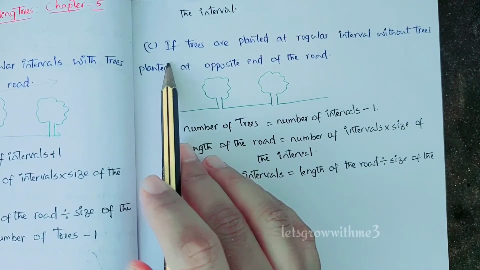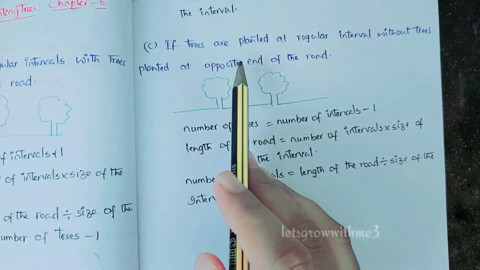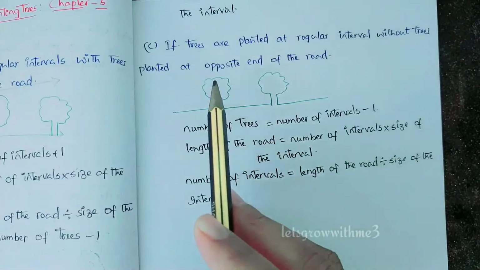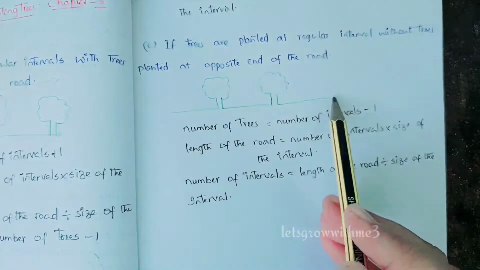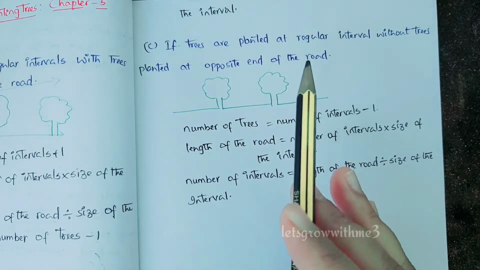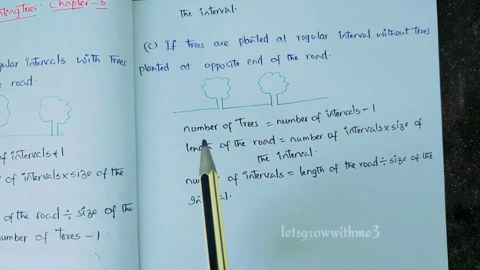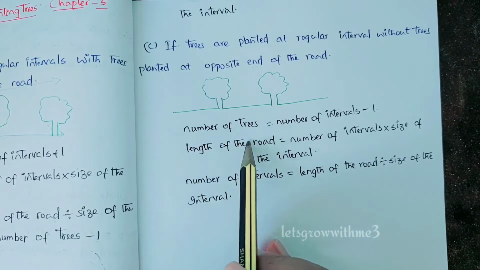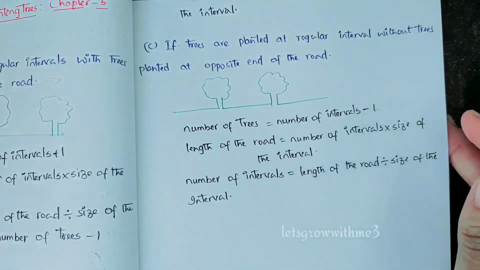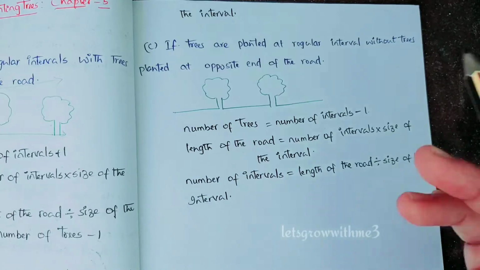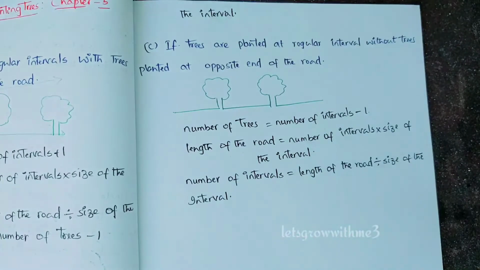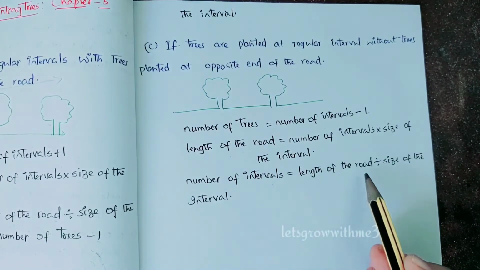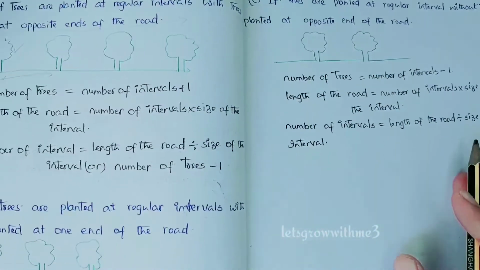Okay, and next, the last case: trees are planted at regular intervals without trees planted at the opposite ends of the road. So here we don't have any end trees on both sides. In that case, how do we find the number of trees? Here number of trees is equal to number of intervals minus 1. To get the trees, we need to subtract 1 from the number of intervals. The length of the road formula is common, number of intervals times size of each interval, and number of intervals is equal to length of the road divided by size of each interval. So that's how we get all the values.